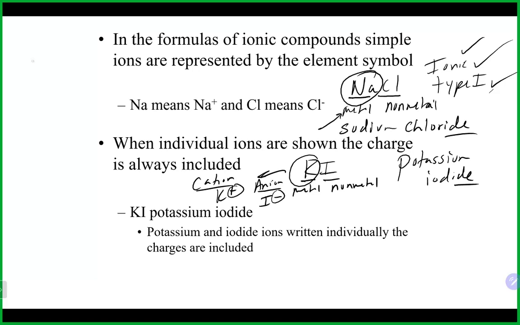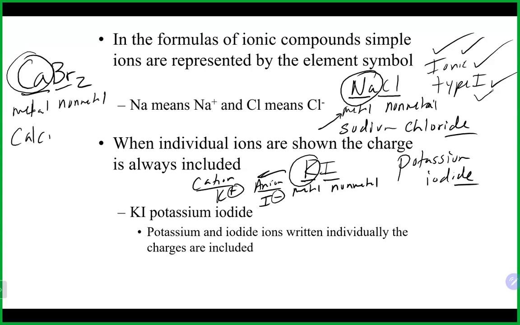So if we looked at something like our CaBr2, again, we want to look at it. That is a metal. That is a non-metal. And that tells me it's ionic. Looking at calcium, that is group number 2, which has a fixed positive charge. Tells me it's type 1. We're going to roll with calcium bromide.